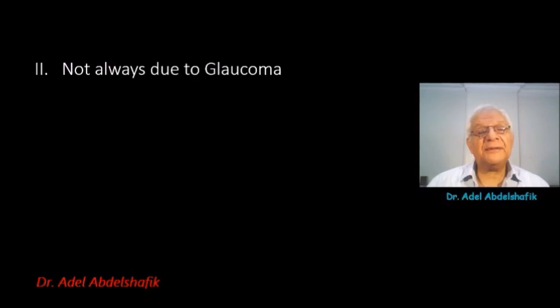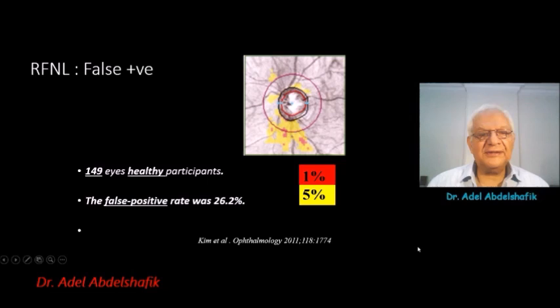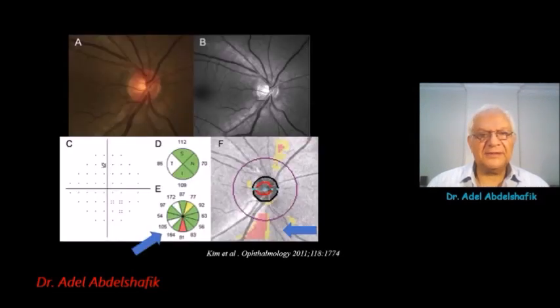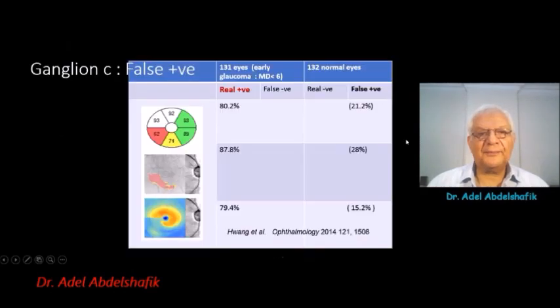But keep in mind, sometimes we see such changes in a normal eye. In this study, of 150 healthy persons, around 1/4 of them show changes in the nerve fiber layer around the disc. This is one of the cases with changes in the OCT, but fundus normal, field normal.